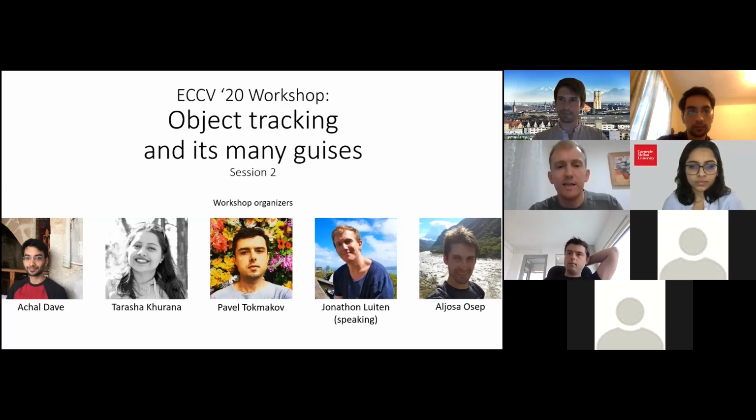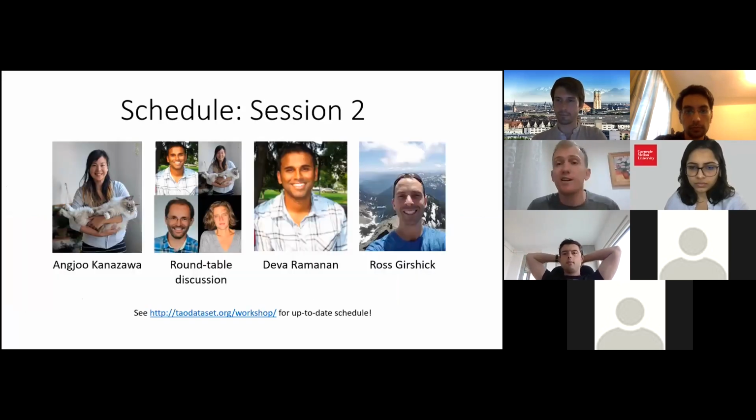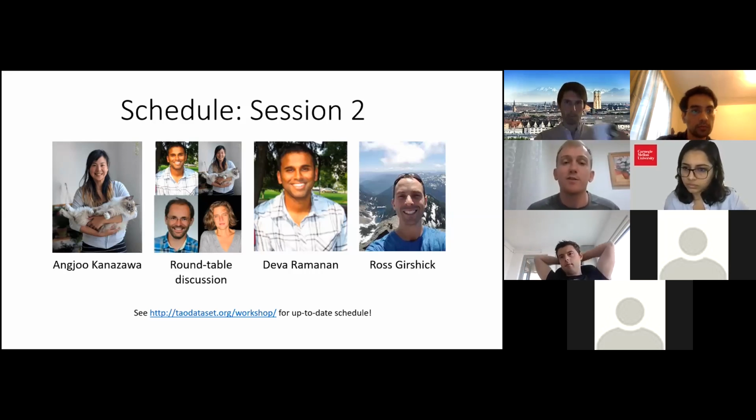Today, in the second session, I'm going to start by having a little discussion on metrics for multi-object tracking, which is very interesting for the topic of this talk. And then we're going to have a bunch of invited speakers: Angjoo Kanazawa, Deva Ramanan, and Girshick. And in the middle there, we're going to have a very exciting roundtable discussion with a bunch of our speakers discussing interesting things to do with object tracking. So as always, see the website for an up-to-date schedule.